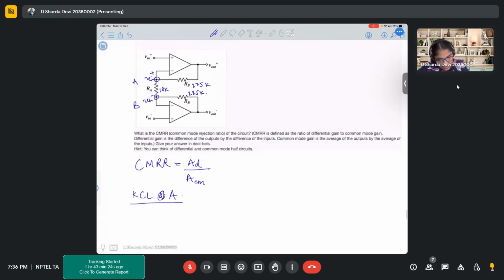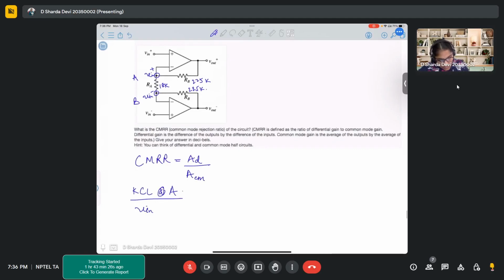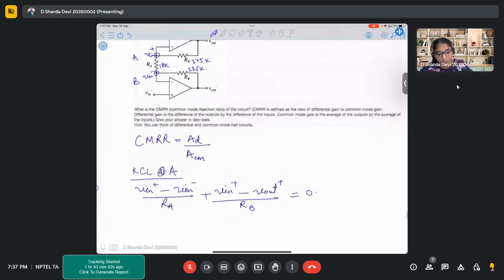KCL at A, it will be (Vn plus minus Vn minus)/RA plus (Vn plus minus V out plus)/RB equal to 0. Only two currents, right?